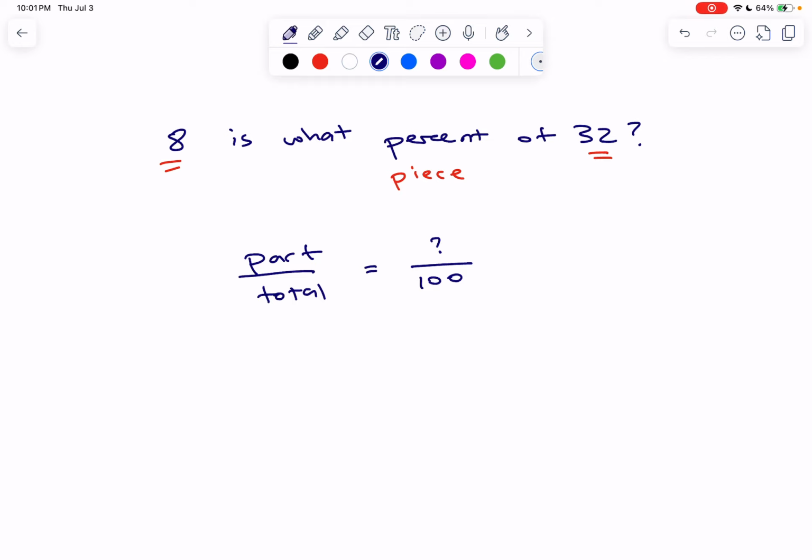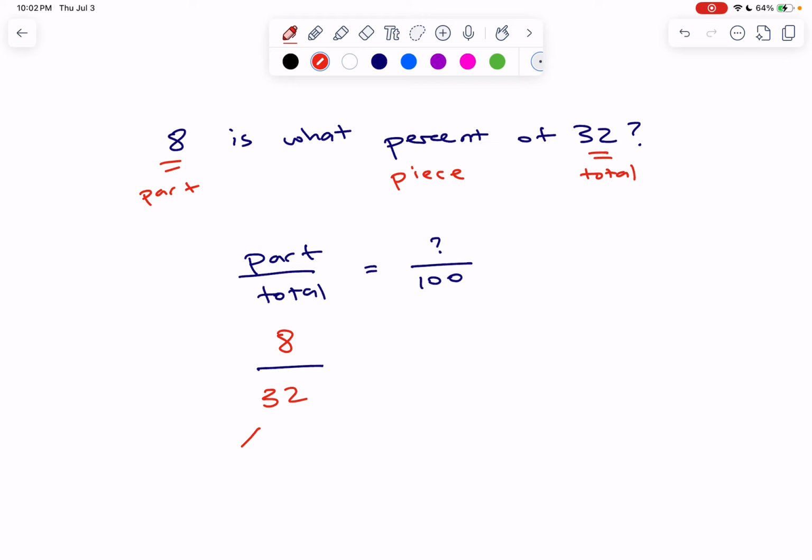It's a lot like getting a common denominator. So if I say 8 is what piece of 32, that would make 8 my part, and it's out of a total of 32, so 32 would be my total. If I put my part on top and my total on the bottom, I have a fraction, which I can reduce if I wanted to. That would be 1 over 4. Or I can expand and make it 16 out of 64.